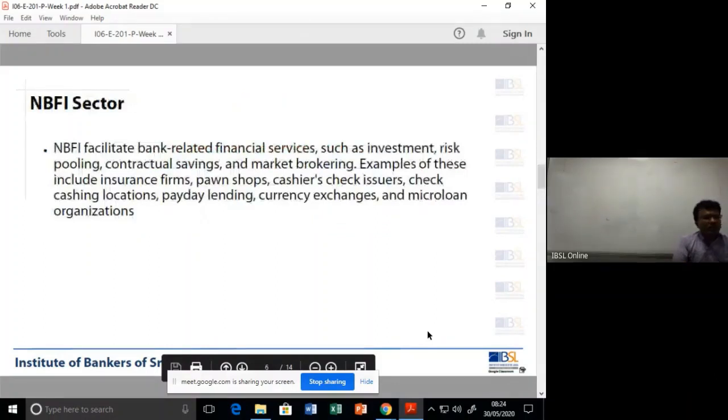Now we are coming to our main area, the NBFI sector, non-banking financial intermediaries. By now you have a very good understanding of financial intermediation, the third party activity of connecting surpluses and deficits. That is the very simple understanding of financial intermediation.